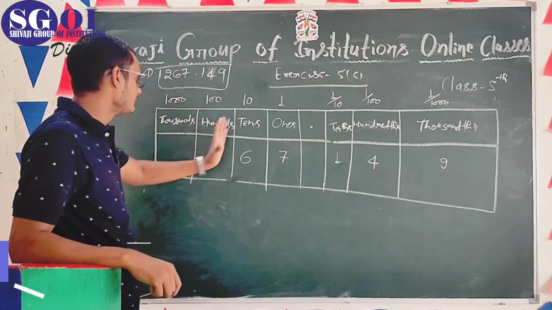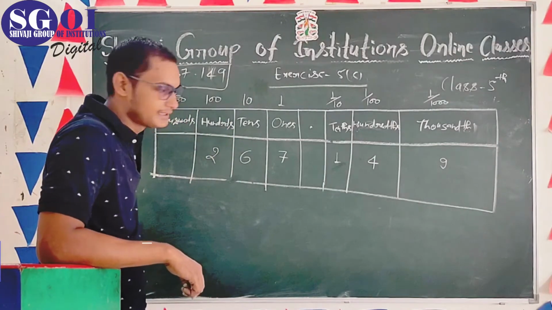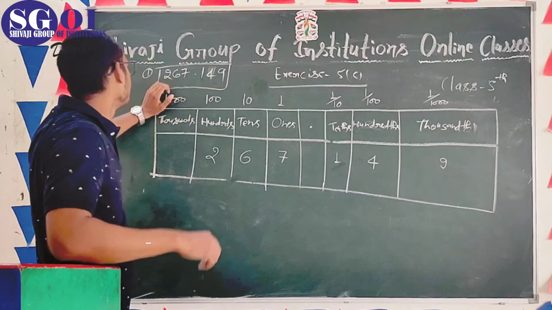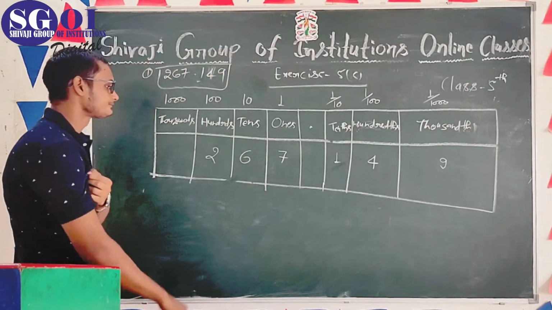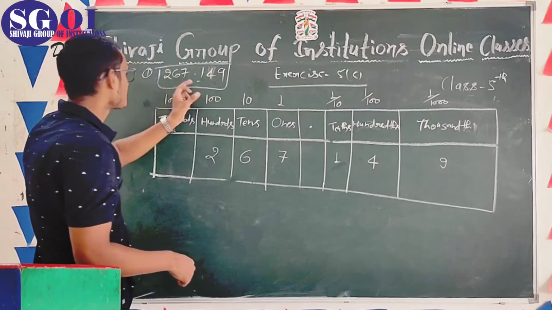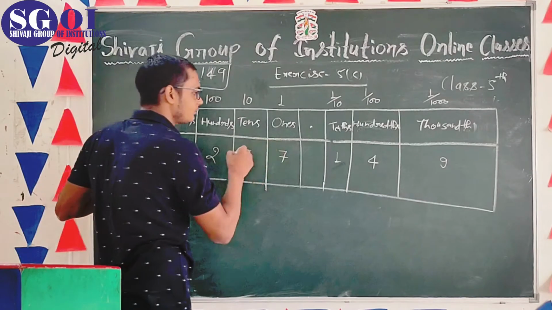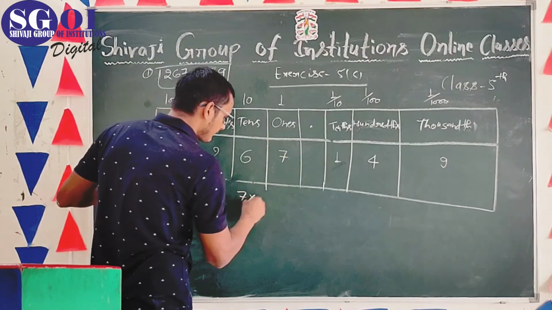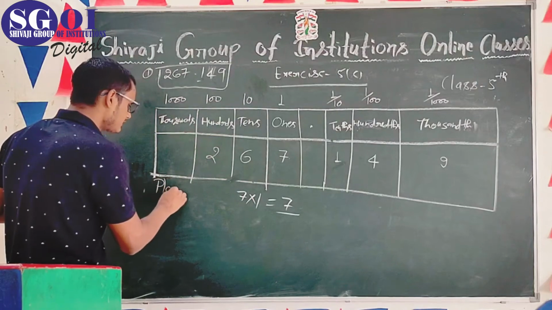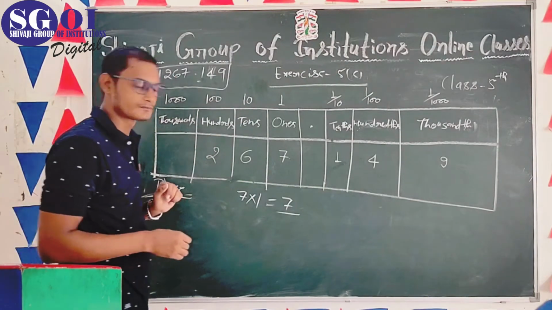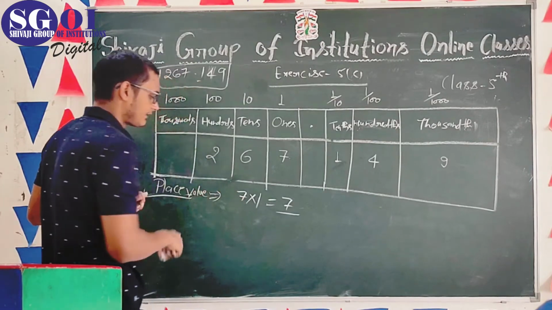With the help of this place value chart, we can find the place value of each digit. How? 7 is in ones place, so we multiply 7 by 1. The place value of 7 is 7.